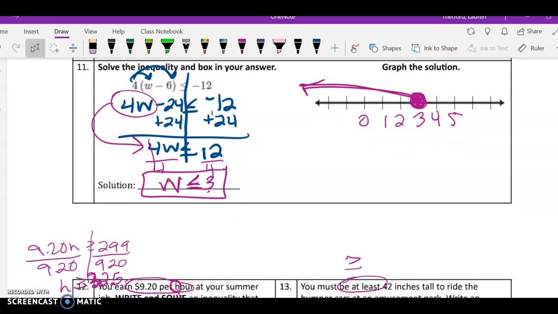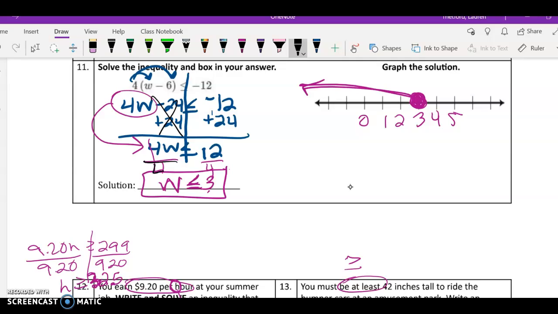Number 11, we multiply that 4 through the parentheses, so we have 4 times w is 4w. 4 times 6 is 24, so we have 4w minus 24, and then just bring down the rest of it, so less than or equal to -12. We start with addition or subtraction, so we have subtraction. We're going to add 24 to both sides, so these cancel out. Bring down that 4w. So 4w is less than or equal to 12 now.